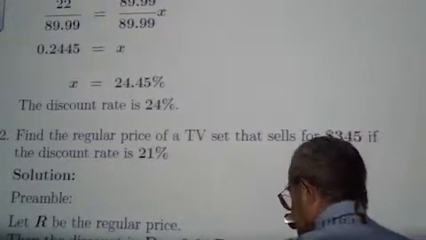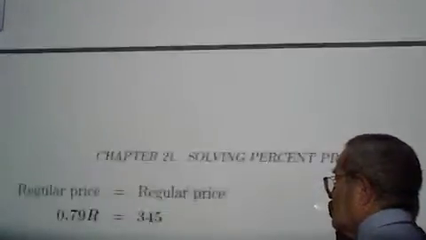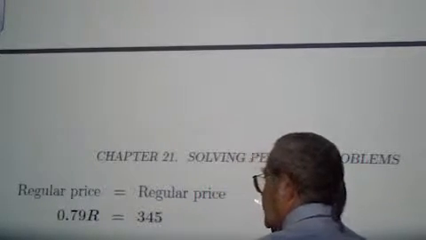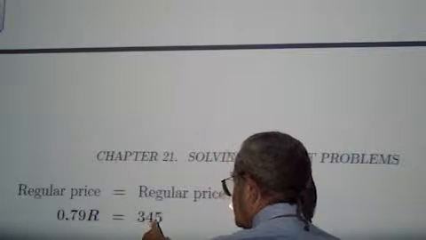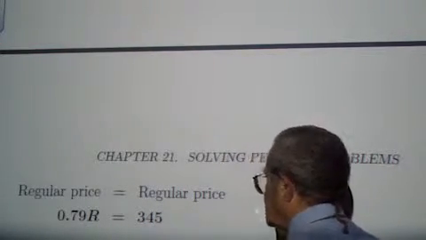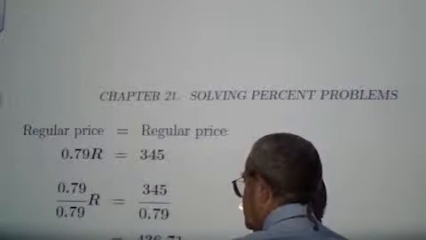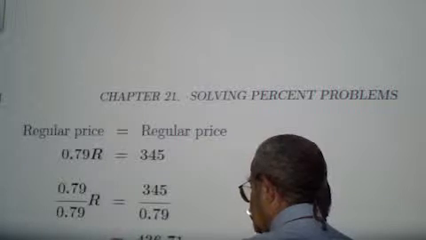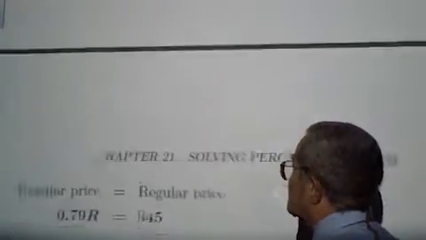That's the discount. The regular price minus the discount is 0.79 of the regular price. And regular price equals regular price. One way of writing the regular price, 0.79 R, another way, 345. That's your equation. You divide both sides by 0.79, and you are getting $436.71. And then you can check that.